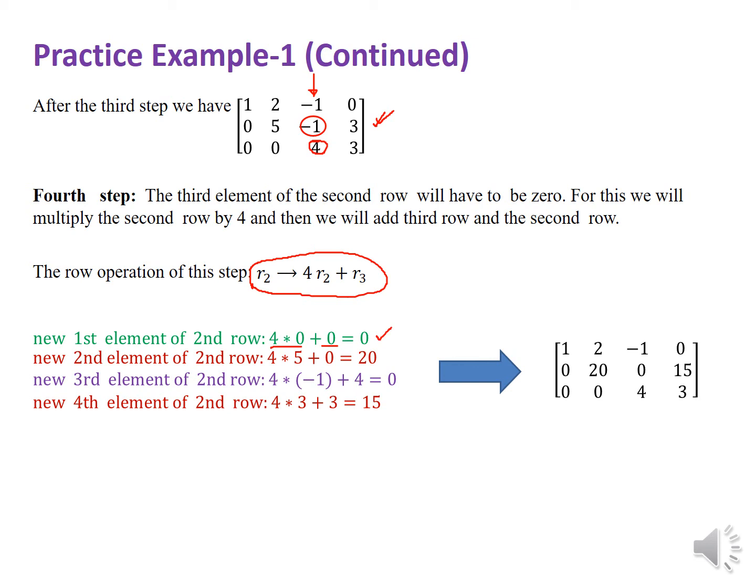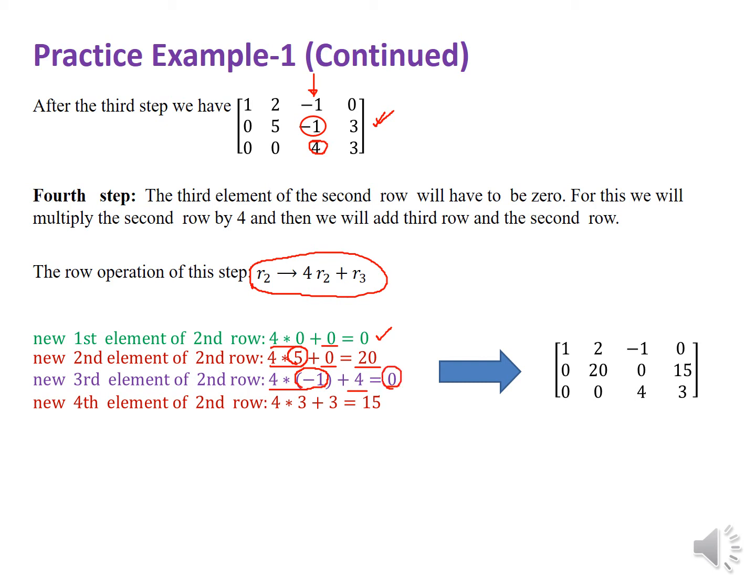Now new second element will be 4 into second element of second row, which is 5, plus second element of third row, which is 0. So we will get 20. New third element of second row will be 4 into third element of second row, which is negative 1, plus third element of third row, which is 4. So we will get 0.